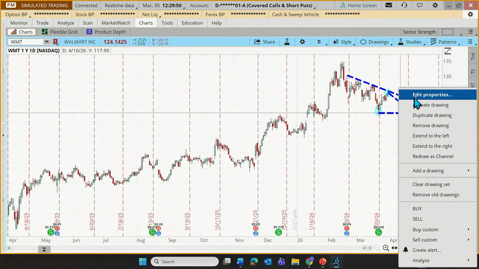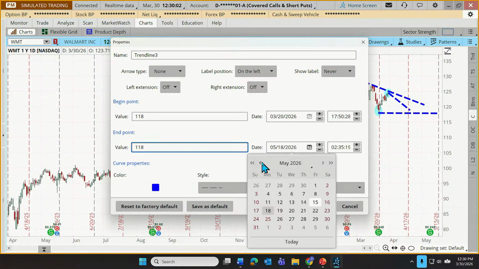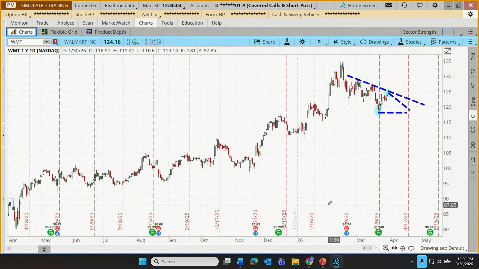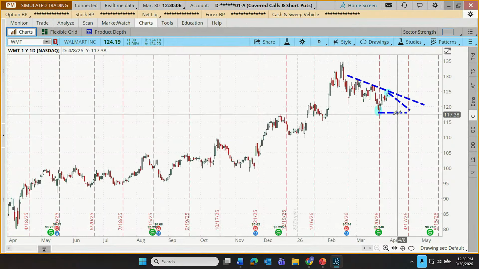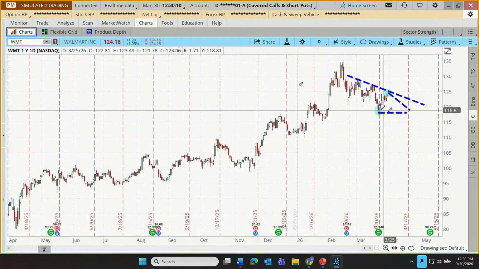I'm considering though, let me right click right here. Let me edit the properties of this line that I've just drawn. And let's make it begin and end at 118. And I'm going to just carry that out through April 17th. There we go. That just kind of shows you the strike price that we're considering selling.